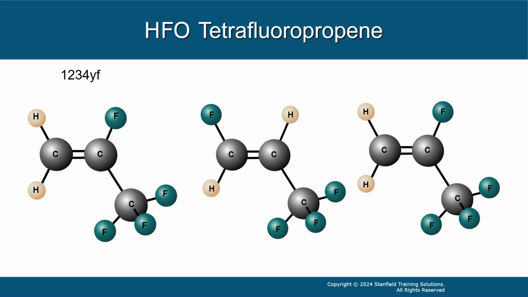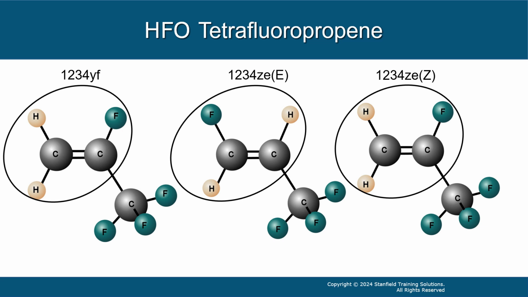1234YF, 1234ZEE, and 1234ZEZ. If you look at the end of each molecule where the double bond is, you see that although they have the same atoms, the atoms are arranged differently, making each a different chemical and a different refrigerant.